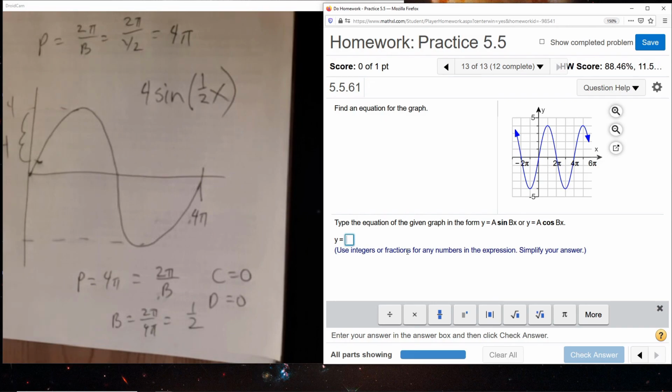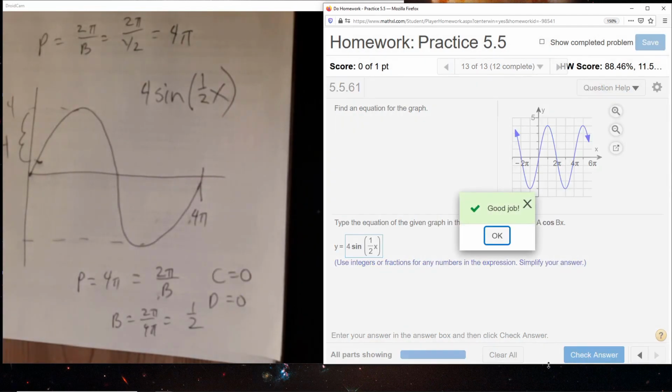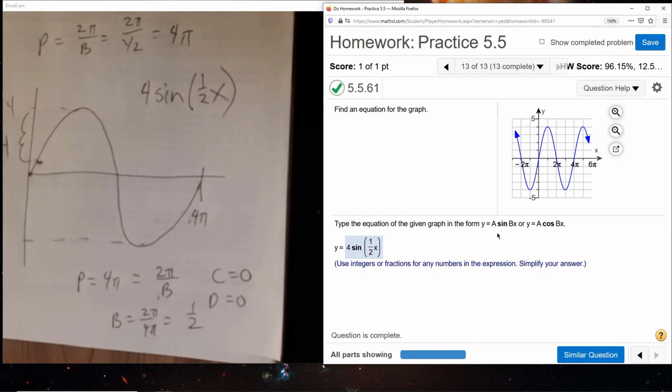Well, we got 4 sine of 1/2 x, and that should be our answer. And there is practice 5.5.